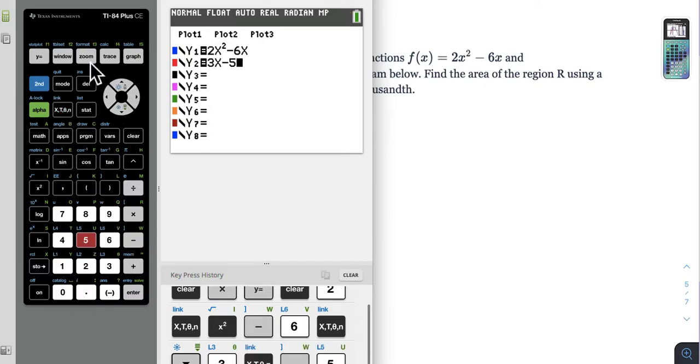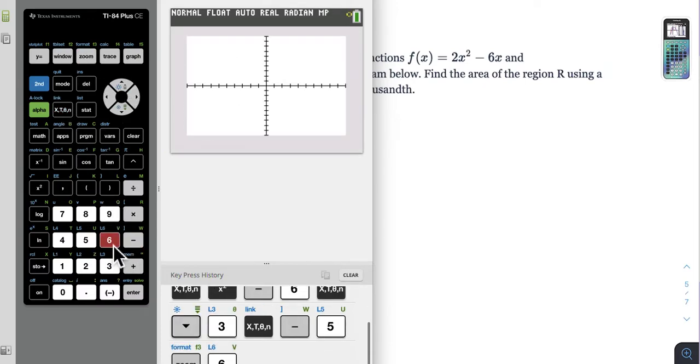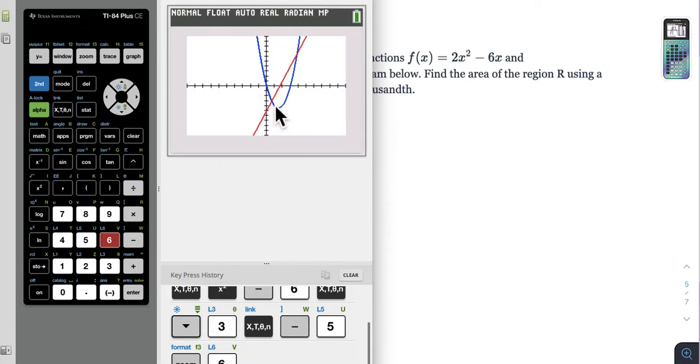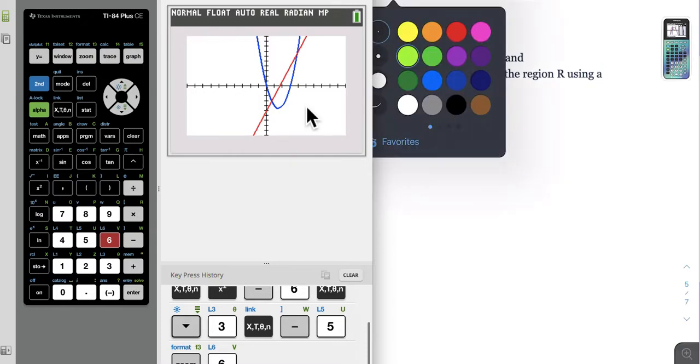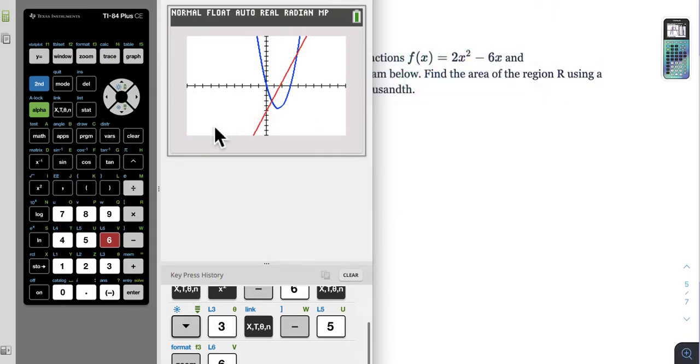Okay, and then I'm going to make sure I'm on Zoom Standard. Okay, so I can see I have my parabola there, and I have my little line there. I want to find the intersection points here. So my line is on top.